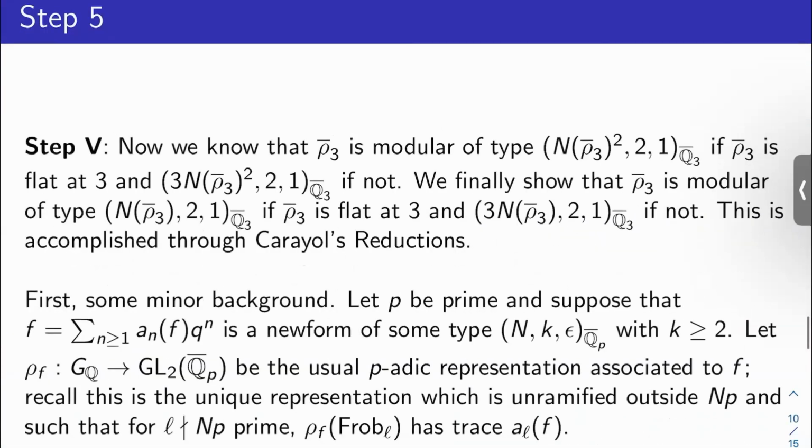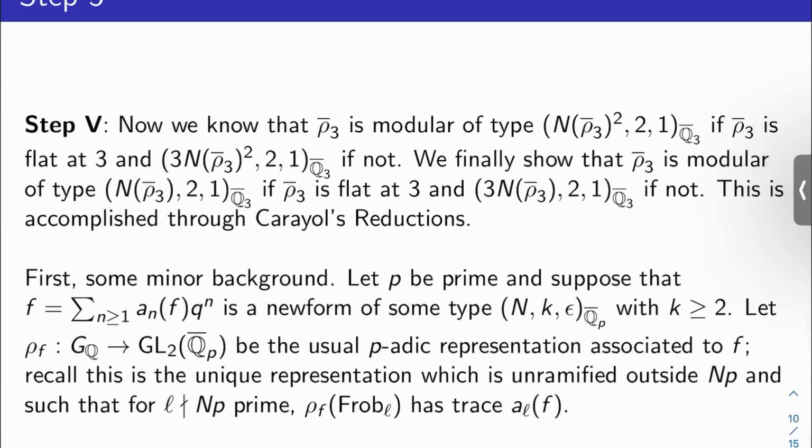Okay, so step 5, what do we know now? We know now from step 4 that rho-bar_3 can be assumed to be modular of type conductor of rho-bar_3 squared, weight 2, character 1 over Q-bar_3, if rho-bar_3 is flat at 3, and that we have to scale the level by 3 if not. What do we want to do now? We want to kill these squares off, okay? Otherwise, we're definitely not minimal squarefree level like we'll need, okay?